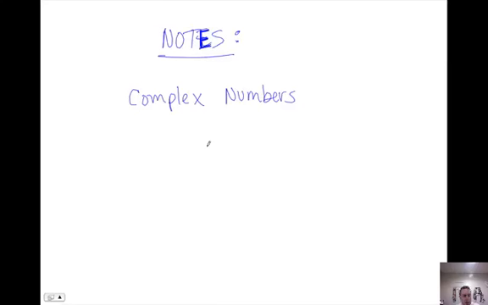Alright, next part of the problem. We have to know something before we do the next problem, which is something about complex numbers. Complex numbers, as I told you, deal with imaginary numbers. So here's what you need to know about complex numbers.